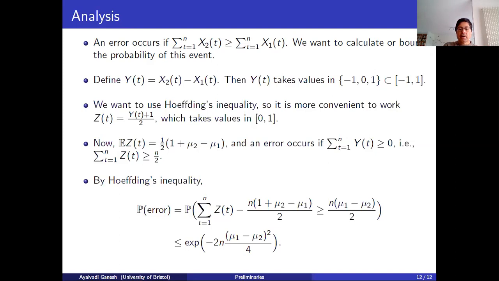So that concludes the preliminaries, and next time we'll start with the first algorithm for the multi-arm bandit problem, which is called the UCB, or upper confidence bound algorithm.